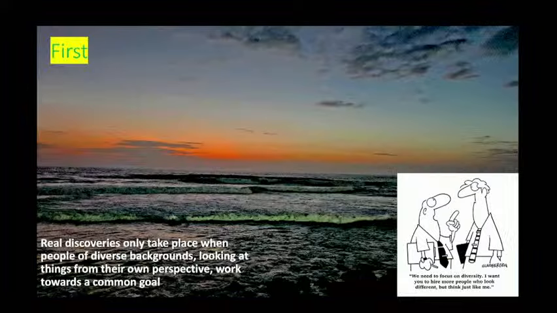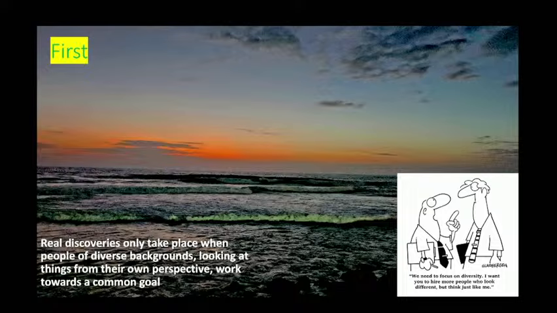So to conclude, I'd like to share with you the 7 tenets of success. This photograph was taken at one of the beautiful beaches, Shanmugam Beach of Trivandrum, after the sun has set. And I'd like to tell you about this.